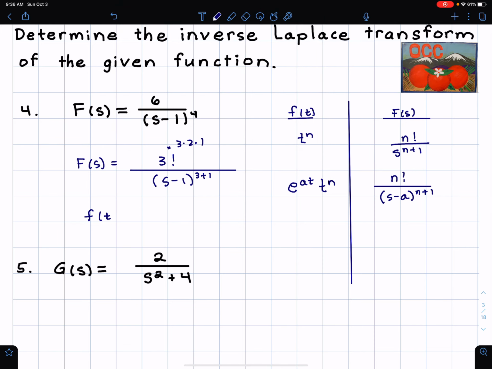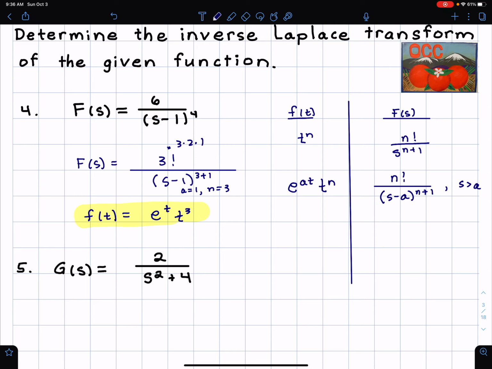So f of t is our inverse Laplace transform, and we're just going to denote it as that. According to our table, it's e to the 1 times t, so a is 1, times t to the n, where n is 3. Now I'm abbreviating this table, and maybe that's not as good, because I'm not pointing out that for this to work, s has to be greater than a, and n is an integer. There are little things like that.